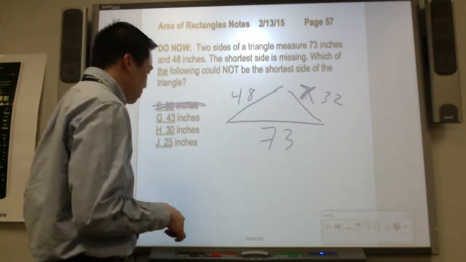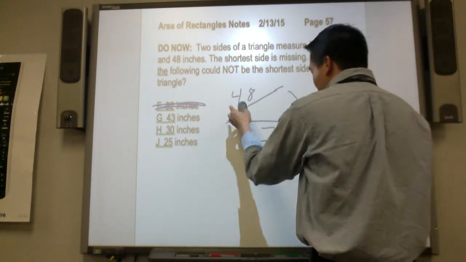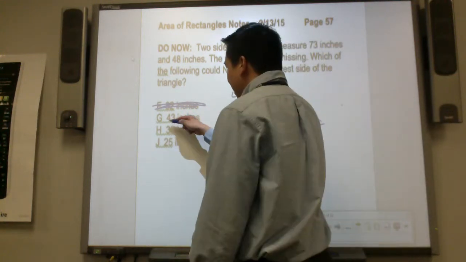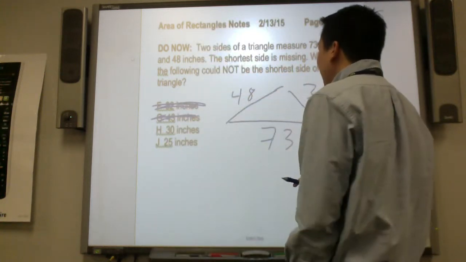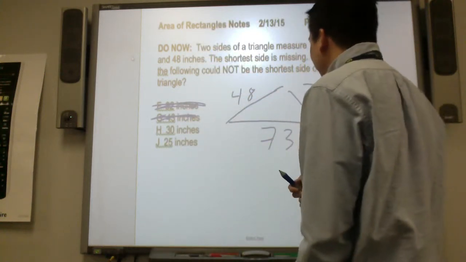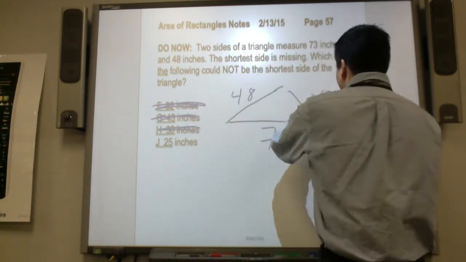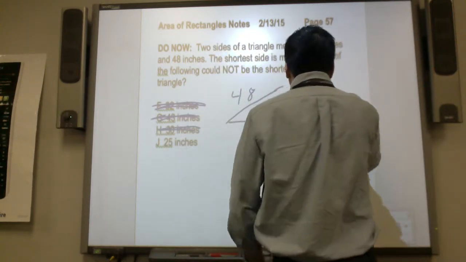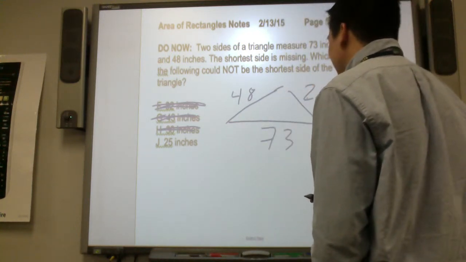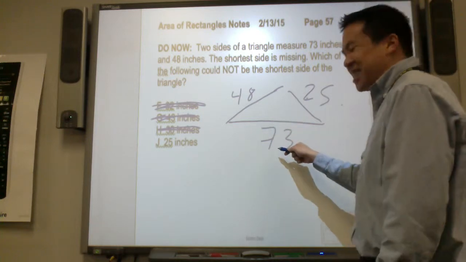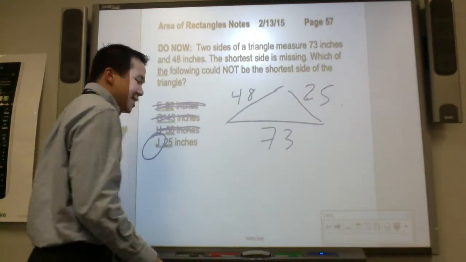That's possible. I know 43 is not going to be it because it's even greater than 32. So let's try 30. If I combine 48 with 30, you get 78, but 78 is still greater than 73. Now let's try 25. If I combine 48 with 25, that would be 73. 73 is exactly equal to 73, so there will be a gap right there. So it has to be J is the answer.